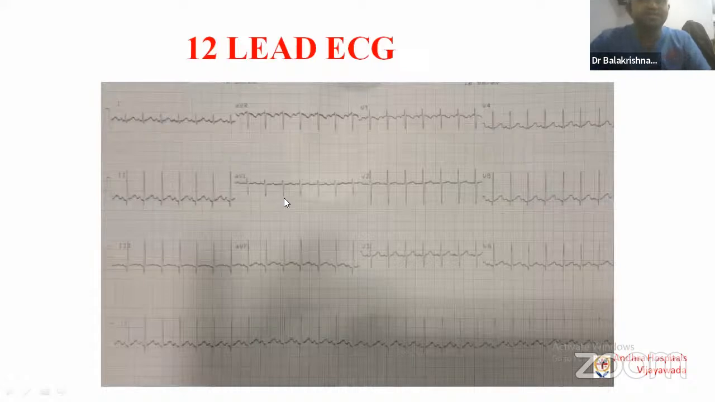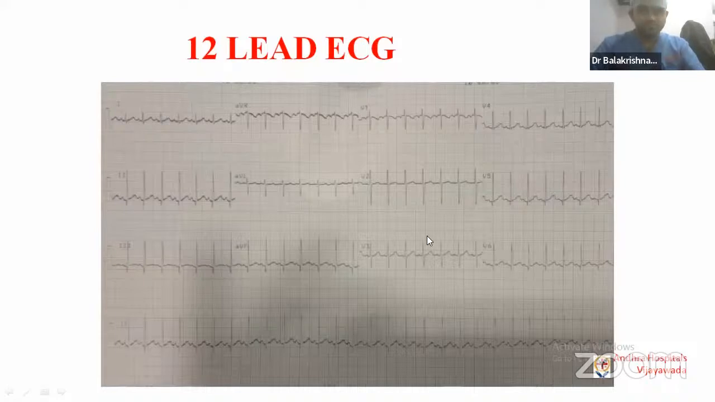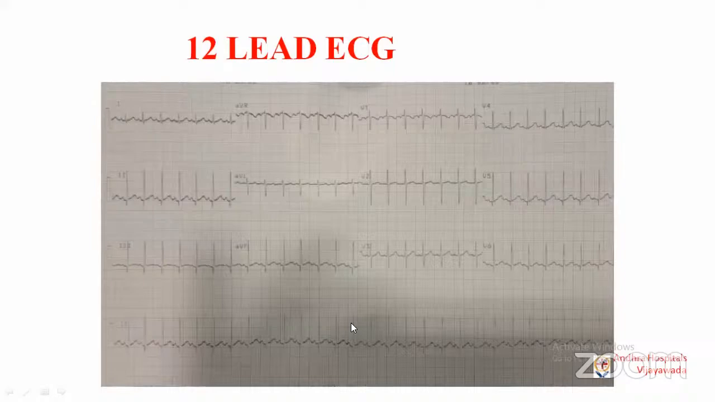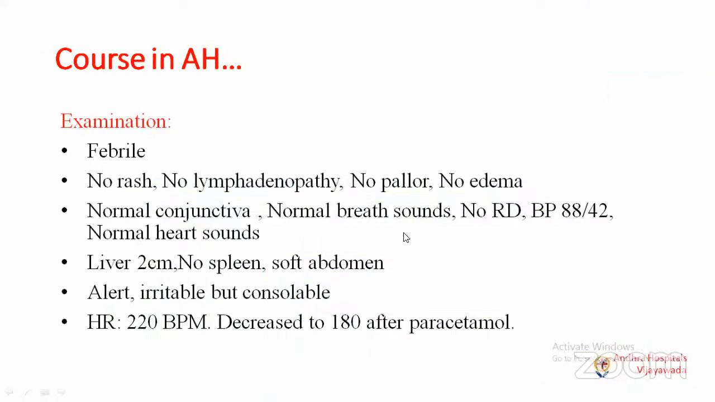So a 12-lead ECG was done. As you see, all the waves, including P waves, are there. So definitely it is not SVT, right? It is sinus tachycardia. Viral myocarditis can be one possibility, but the child did not have any signs of failure. The child has normal breath sounds. BP is also normal for the age. There is no shock, normal heart sounds.